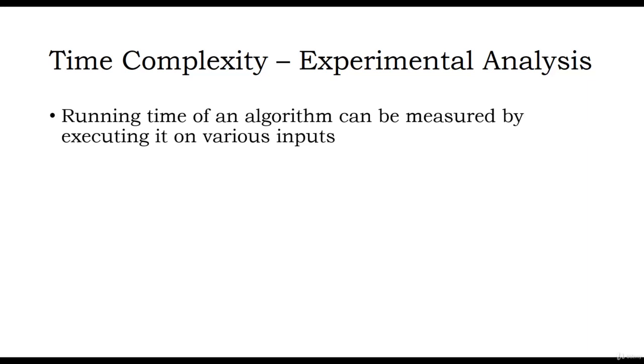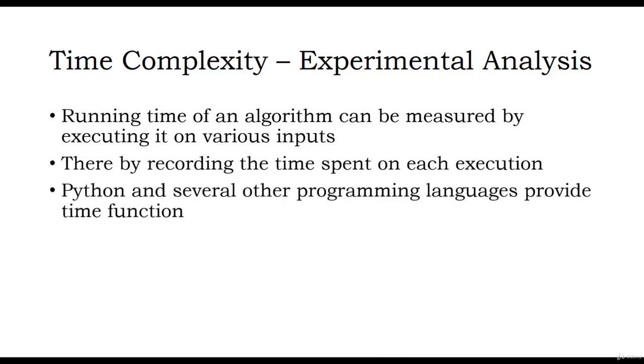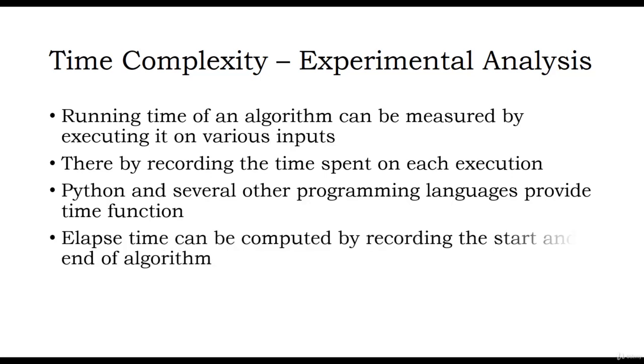Now we have two ways of analyzing the algorithms through time complexity, that is, one is the experimental analysis and the other one is the theoretical analysis. Now let us try to talk about experimental analysis. In experimental analysis, the running time of an algorithm can be measured by executing it on various inputs and thereby recording the time spent on each execution. Python and several other programming languages provide a time function. Lapse time from this time function can be computed by recording the start and the end of the algorithm.